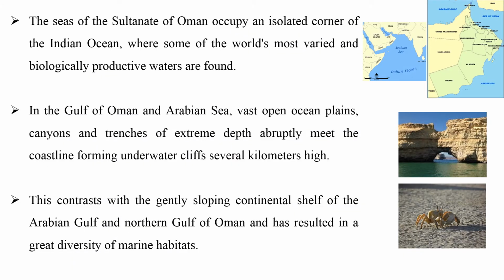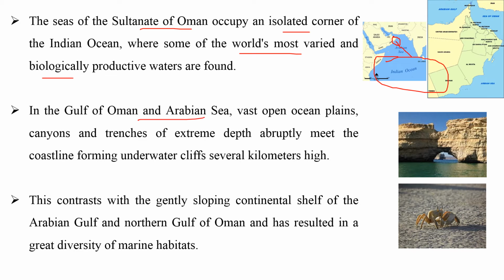And if you see, the Sultanate of Oman basically occupies an isolated corner of the Indian Ocean. So you can see this is the Indian Ocean, and here is Oman. It is the northwestern, isolated corner, basically the end of this Indian Ocean, and it is connected with the world's most biologically productive waters, the Arabian Sea and the Indian Ocean. So these are some of the most productive areas of the world, and that's why the productivity of this region is very high.